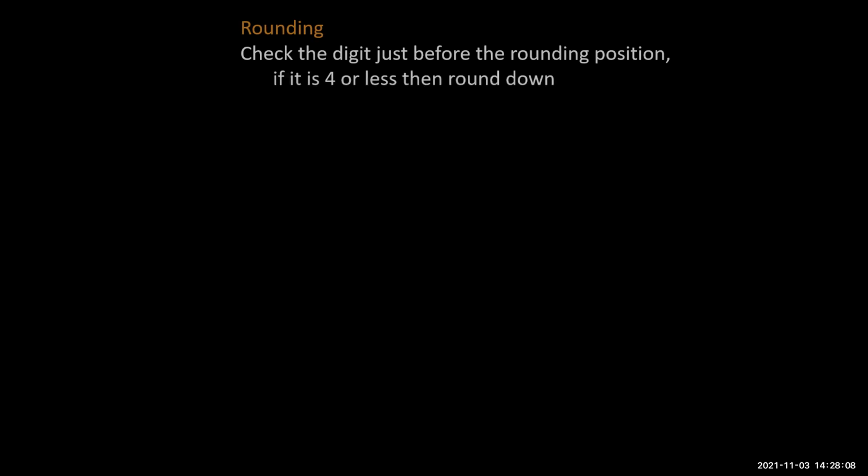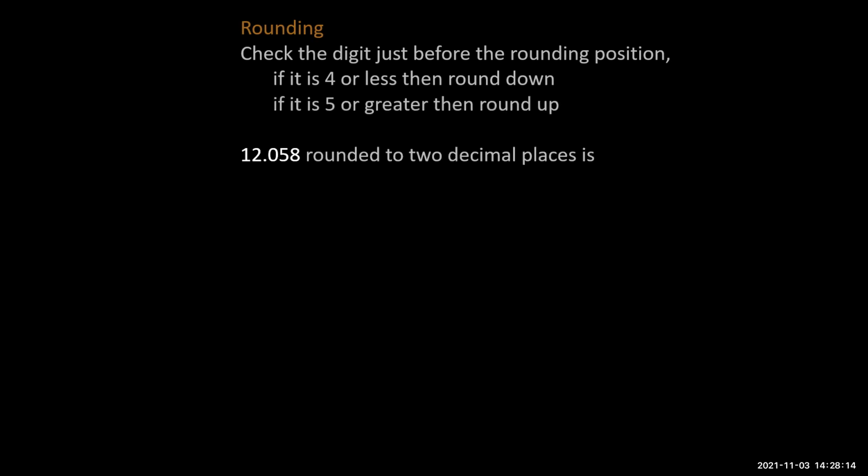Just a quick revision about rounding. Check the digit just before the rounding position. If it is less than 4, then round down. If it is 5 or greater, then round up. So for example, this number, if it is rounded to 2 decimal places, you need to remove the 8. What will the 5 become? It will become a 6, so it will become 12.06.